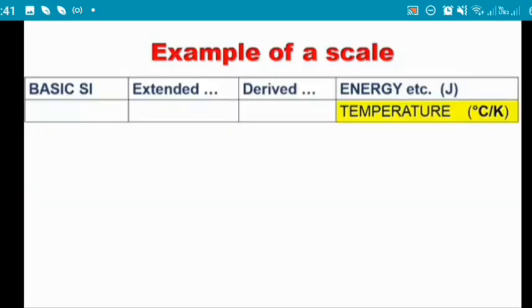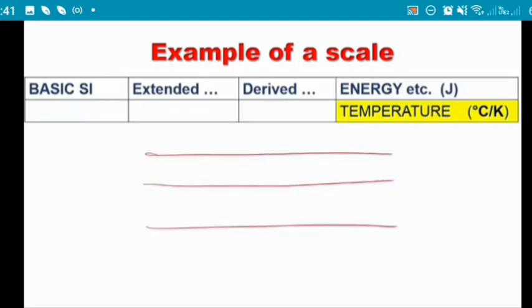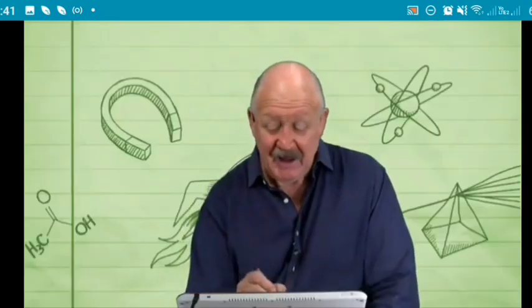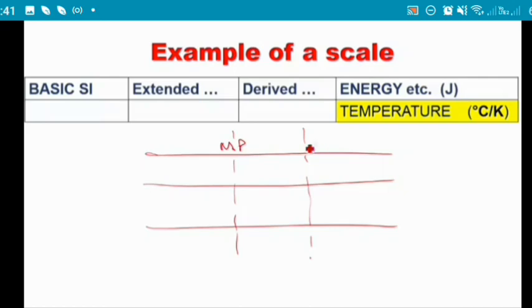Now, what I'd like to do is just to show you very quickly a scale, what we mean by a scale. Let's take a temperature scale. Now, we've got 3 temperature scales that we can talk about, and to define a temperature scale, we take 2 natural events that are the same everywhere.